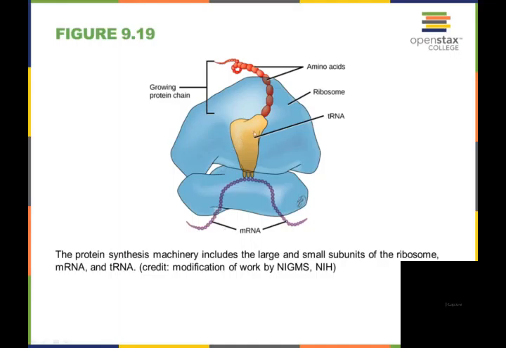What the tRNA is going to do is bring the amino acid down to meet the codon, or the proper instructions, on the mRNA. It will also help facilitate attaching that amino acid onto a growing polypeptide chain.